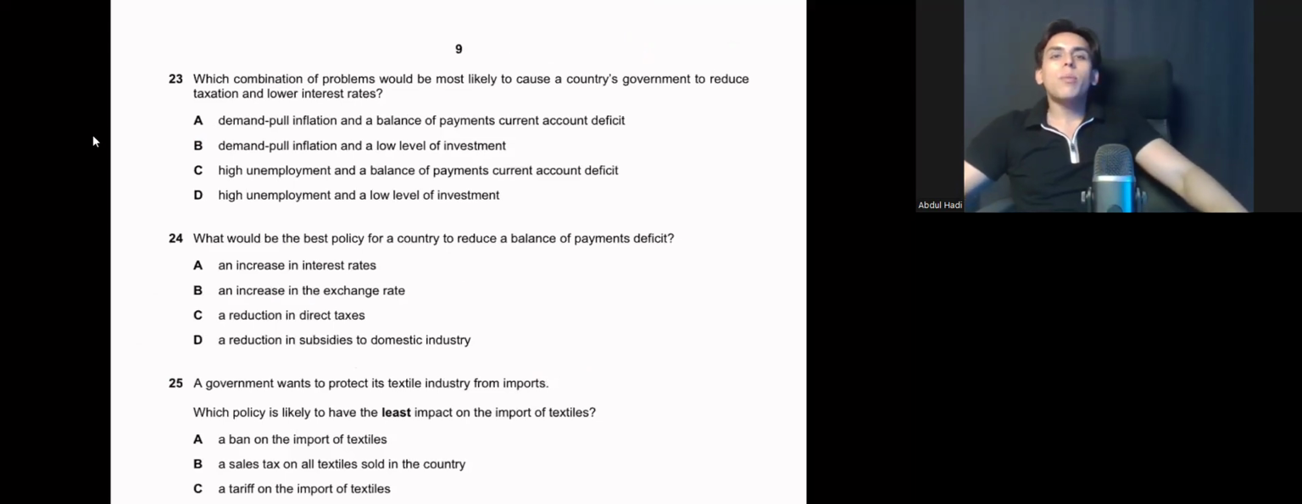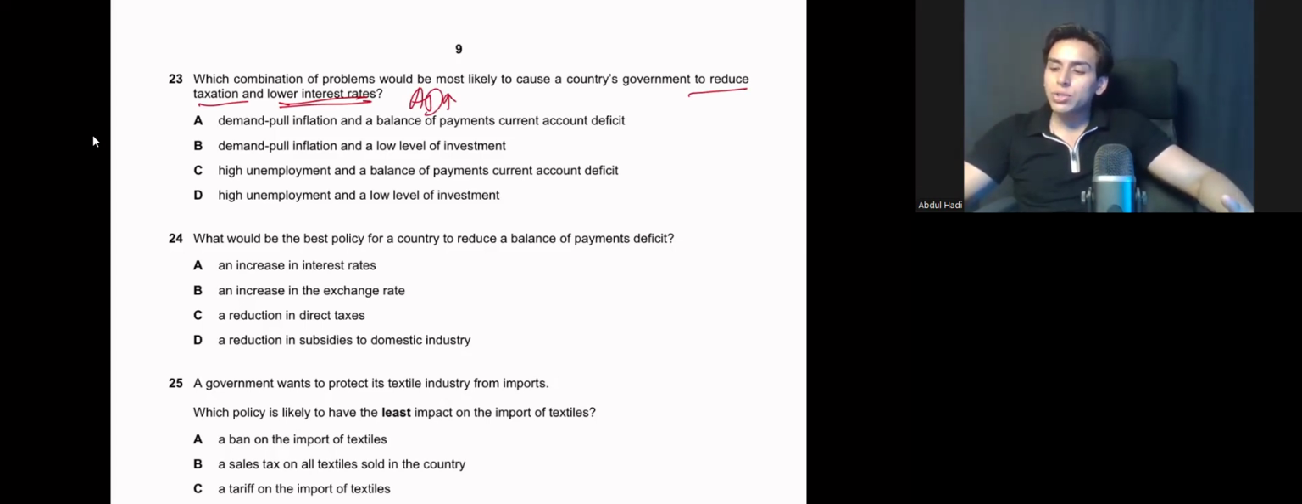Which combination of problems would be most likely to cause a country's government to reduce taxation and lower interest rate? So you are reducing your taxes and you are decreasing your interest rate, which means that you have to increase your aggregate demand. You're aiming for an increase in aggregate demand. All right. Now the question is, which combination of problems would cause a government to reduce direct taxes and to reduce interest rate? The first one is demand pull inflation and a balance of payment current account deficit.